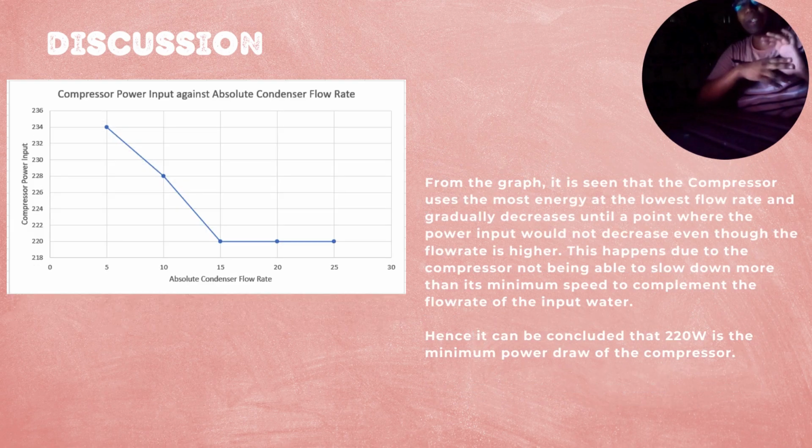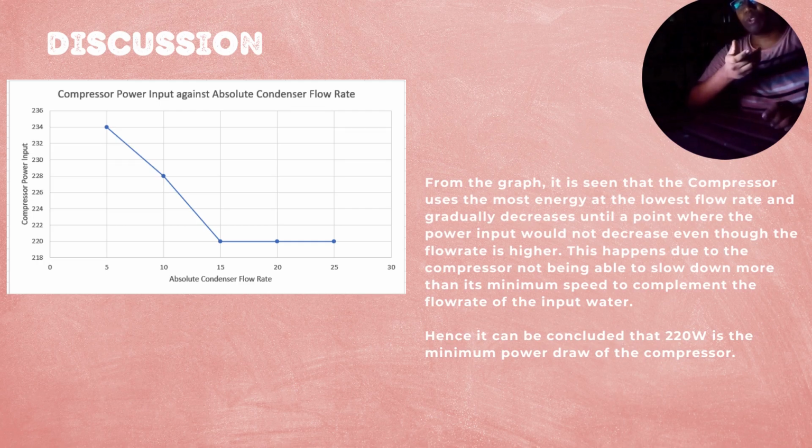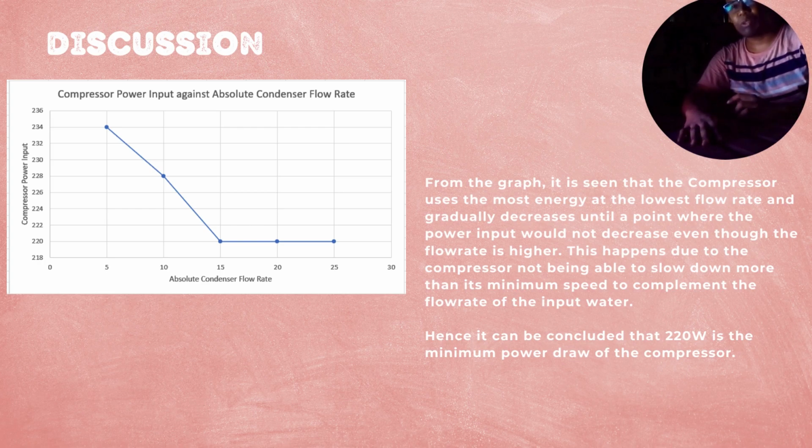For the second part of the discussion, from the graph of compressor power input against absolute condenser flow rate, it is seen that the compressor uses the most energy at the lowest flow rate, and gradually decreases until a point where the power input does not decrease, even though the flow rate is much higher. This happens because the compressor cannot slow down more than its minimum speed to complement the flow rate of the input water. Hence, it can be concluded that 220 watts is the minimum power draw of the compressor.